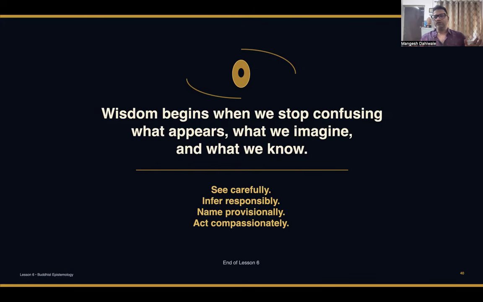Wisdom begins when we stop confusing what appears, what we imagine, and what we know. So see carefully. This is our lesson today. Infer responsibly. Name provisionally. The names are always provisional. They are instruments, a plan of action. That's what Dewey would say. And act compassionately.